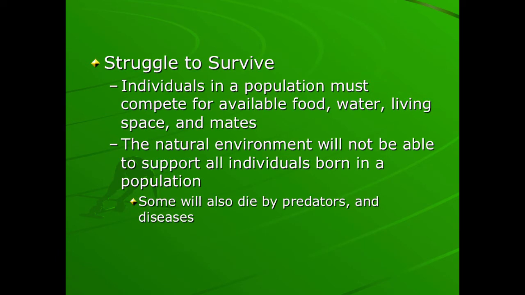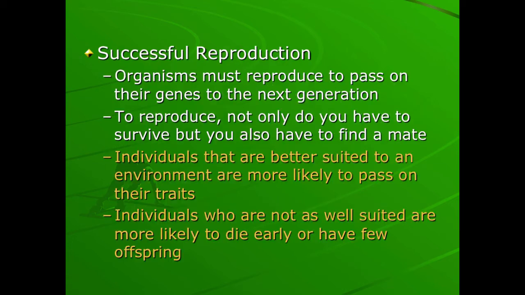The third thing in Darwin's theory was the struggle to survive. Individuals in a population must compete for all available resources like food, water, living space, mates, all that. So the overall survival of the fittest. And then the fourth one was successful reproduction. Like we said, of course, that is everybody's ultimate goal. Organisms must reproduce to pass on their genes to the next generation. To reproduce, not only do you have to survive, but you also have to find a mate.